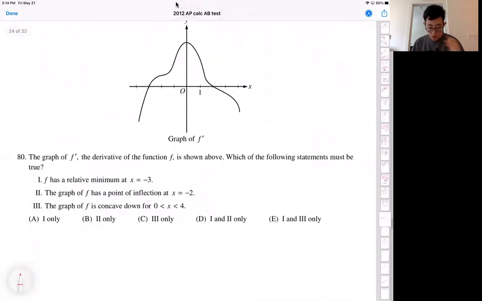All right, number 80, the graph of f prime, the derivative of the function, is shown above. Which of the following statements must be true? So I have the derivative function, and let's take a look at Roman numeral 1, 2, and 3. F has a relative minimum at x equals -3. At these two spots where f prime is 0, that's either max or min. So you really have to check to see if it's actually going to give you max or min here.